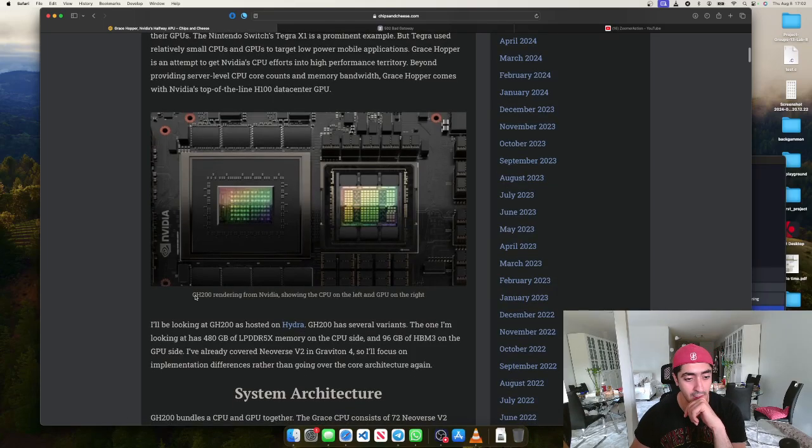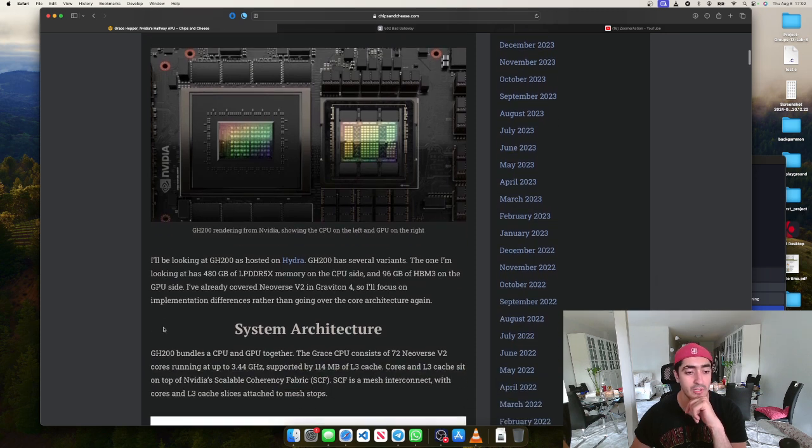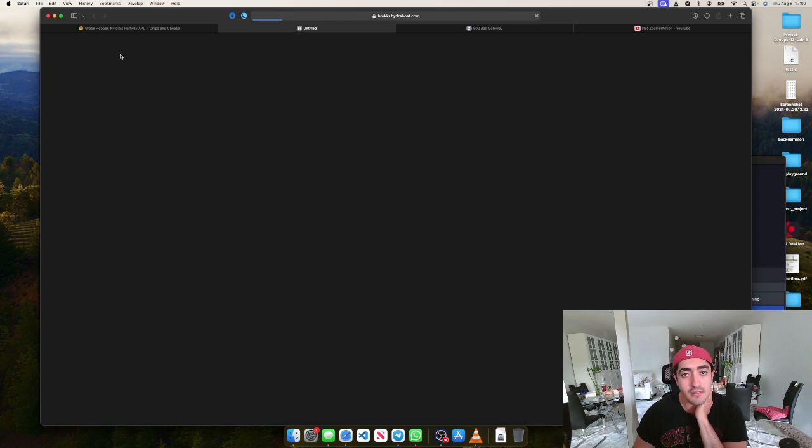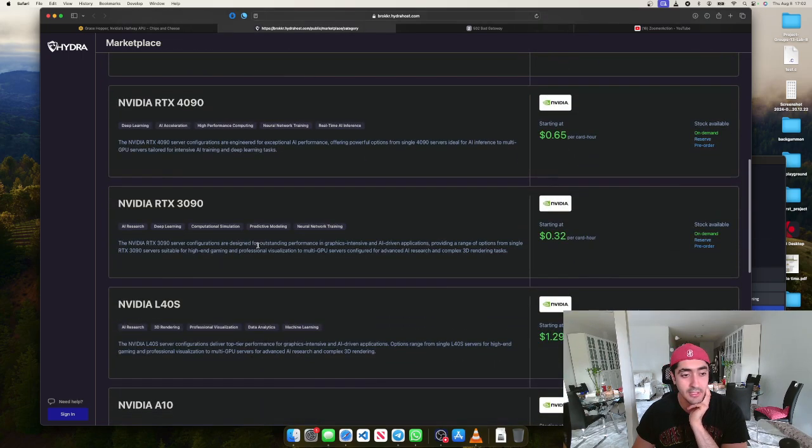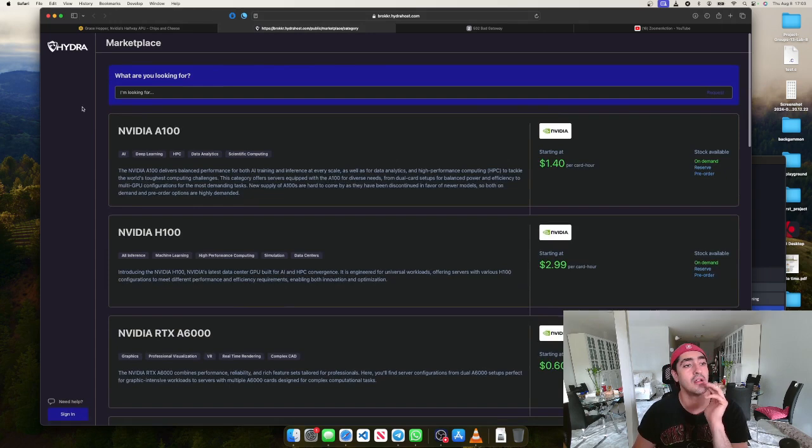Alright, so Grace Hopper 200, a rendering from Nvidia showing the CPU on the left and GPU on the right. I'll be looking at GH200 as hosted on Hydra. Let's see what this is. Hydra host. Alright, so an hour costs $3 on H100. That's not a joke. But that's what it is. Okay.